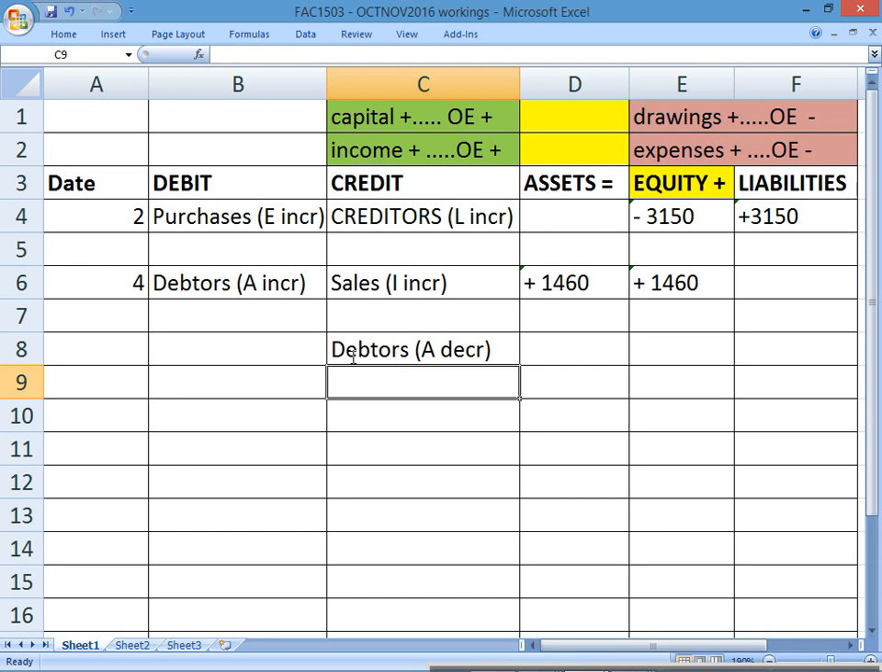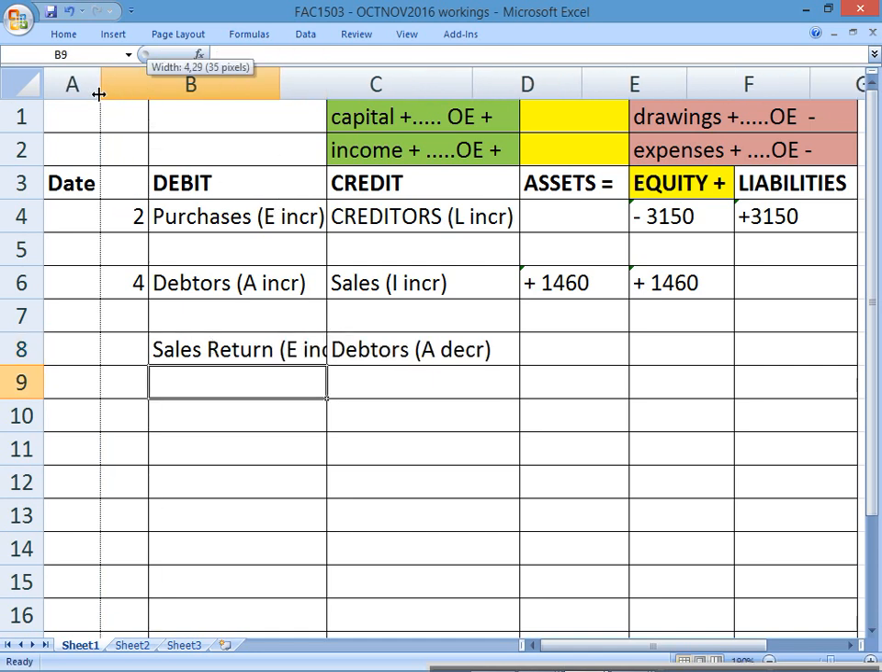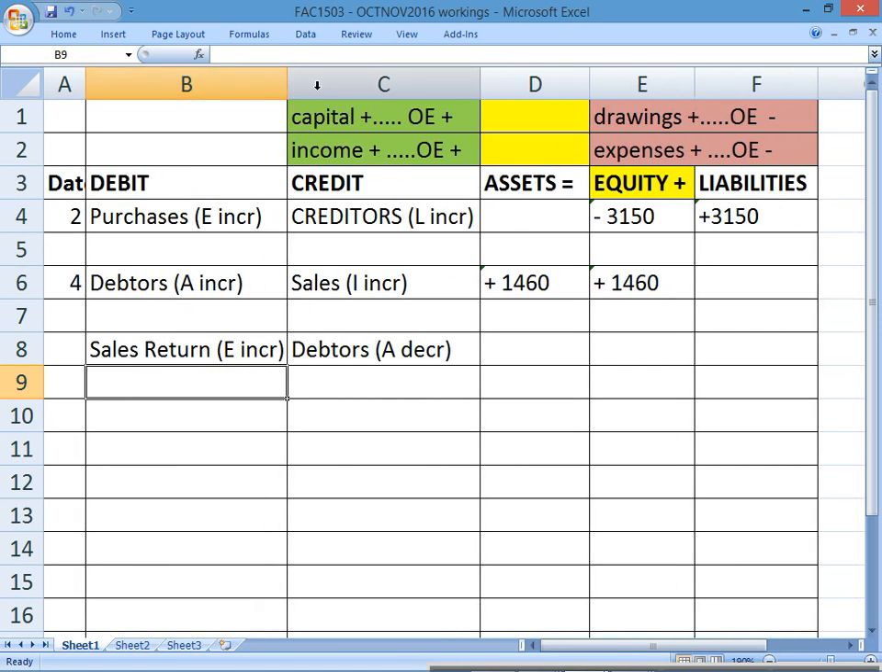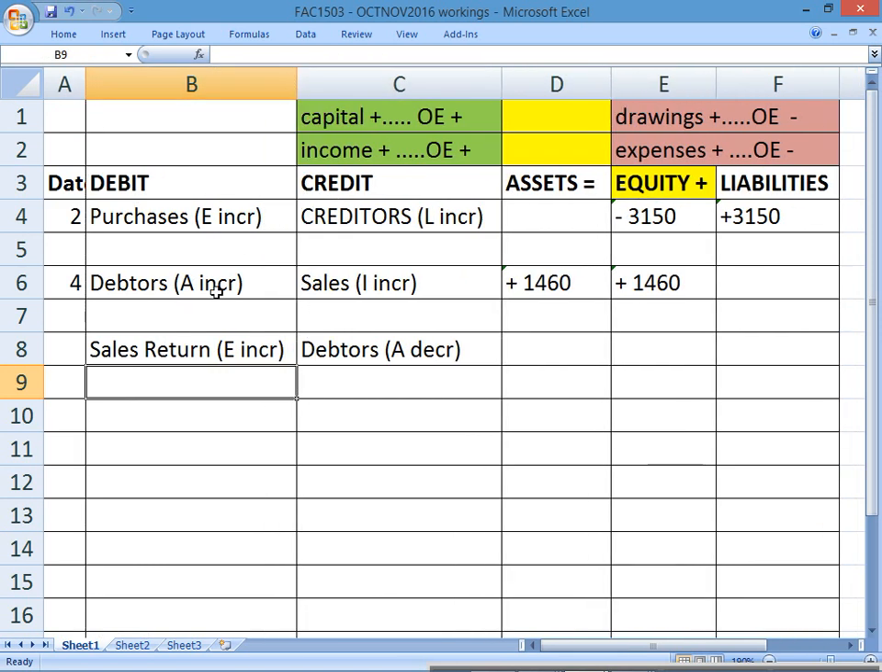Are you going to have a sale when they return the goods to you? No, you won't. So you'll have a sales return. Expense increase. Okay. Right, this was day 8. Sales return is an expense. If the expense goes up, what happens to owner's equity? It decreases. So 460 is going to come off your equity. Debtors is an asset. It's decreasing. Assets decrease, so minus 460, and that's it. That's number 8.